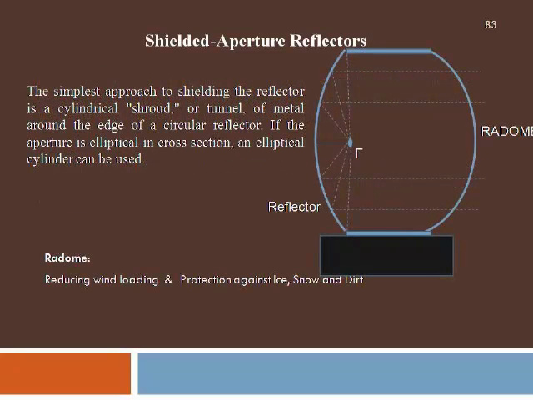Shielded aperture reflectors. The simplest approach to shielding the reflector is a cylindrical shroud or tunnel of metal around the edge of the circular reflector. If the aperture is elliptical in cross section, an elliptical cylinder can be used. Radome is another important thing for these antennas. It is to reduce the wind loading and to protect the antenna against ice, snow and dirt.